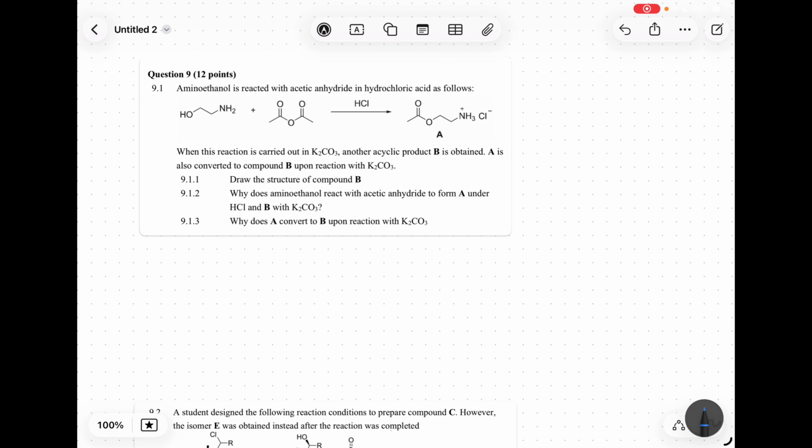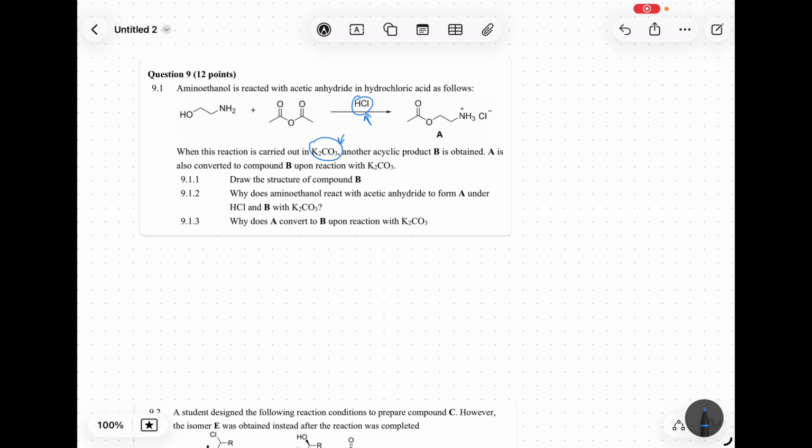So question 9.1, this reaction was carried out under two different circumstances, HCl and K2CO3. So first we have a strong acid and then we have a weak base, and we know that two different products are obtained respectively.